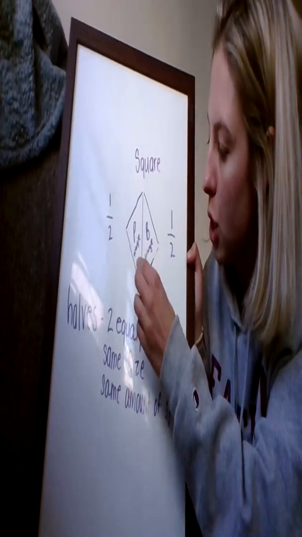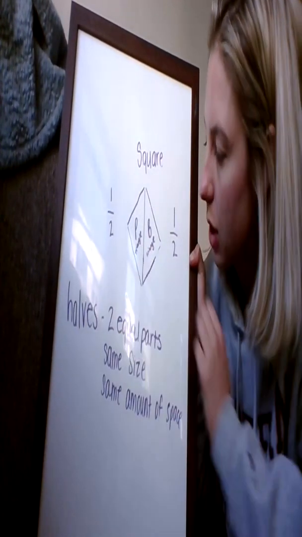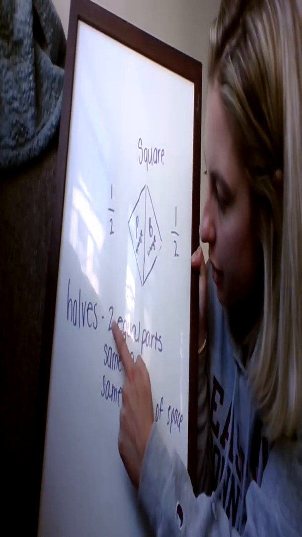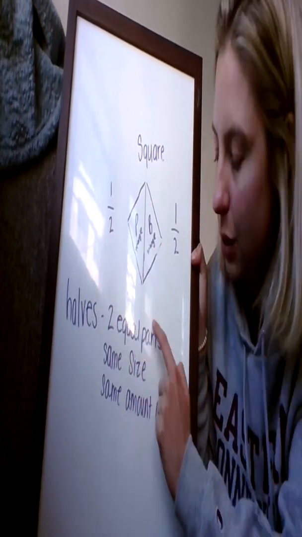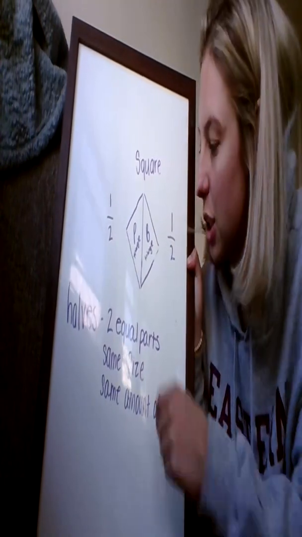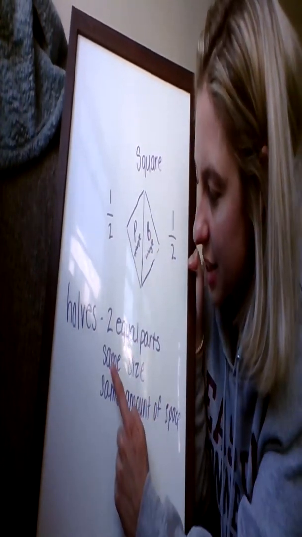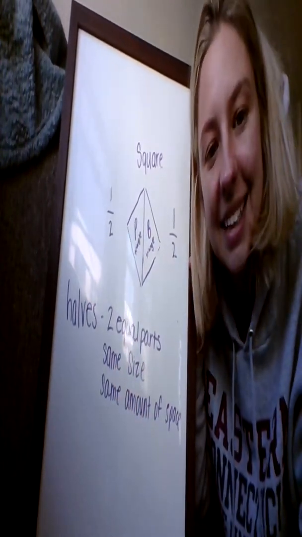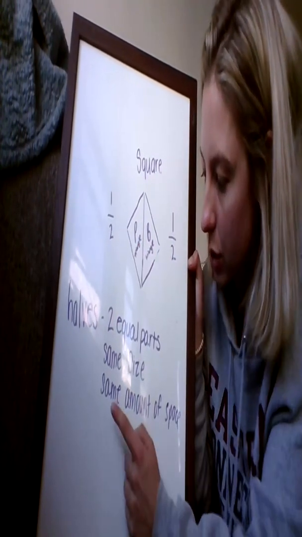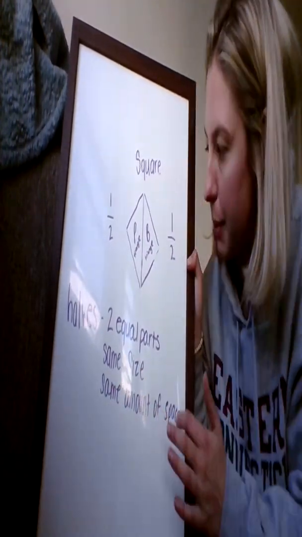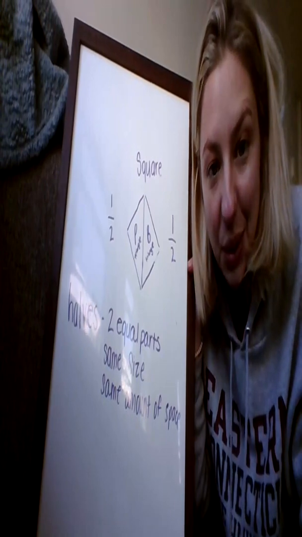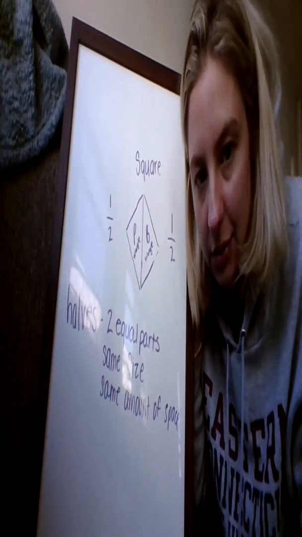So let's see if these are 2 halves. Are these triangles 2 equal parts? Yes. Are these triangles the same size? Yes. Do these triangles take up the same amount of space? Yes, they do. So those are 2 halves.